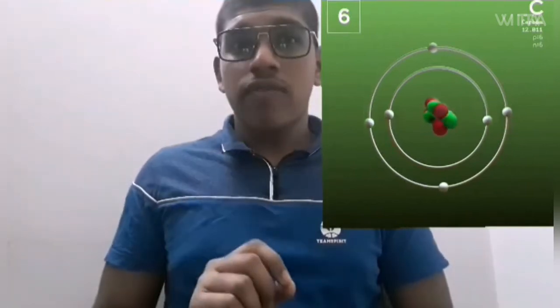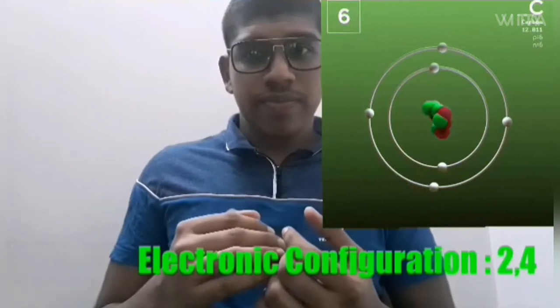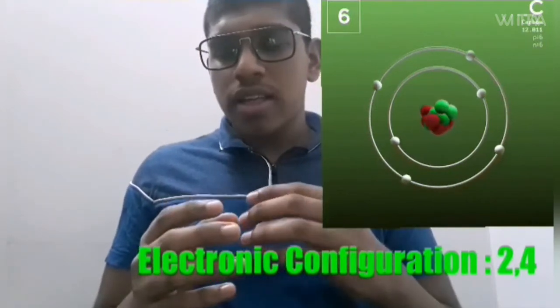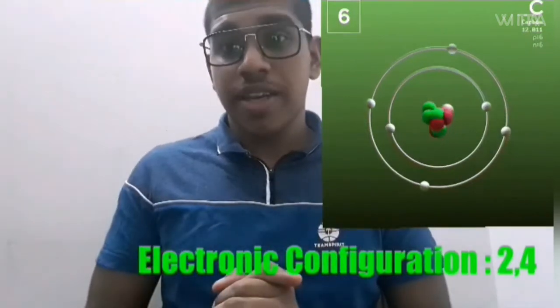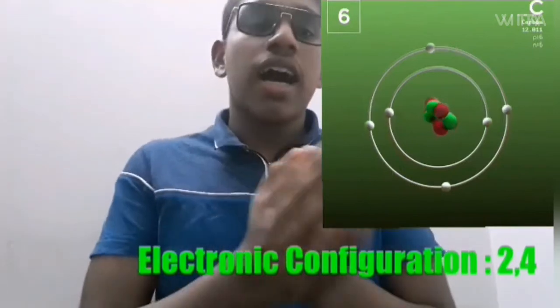Its atomic number is 6. That means its electronic configuration is 2,4. Now, to be stable, it has to either give electrons or gain electrons. But to lose 4 electrons or to receive 4 electrons, we need too much energy. Okay, so that's very hard to get. So that's why carbon does not form ionic bonds. It forms another bond, covalent bonds.